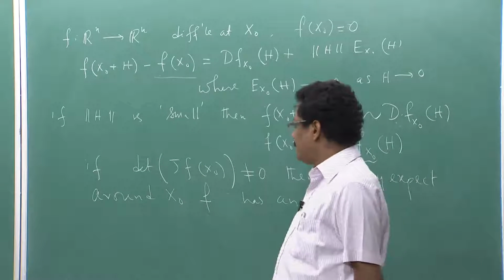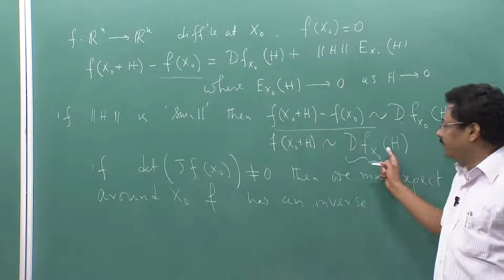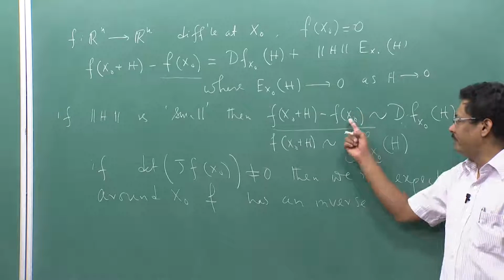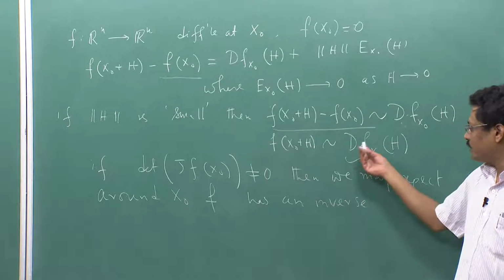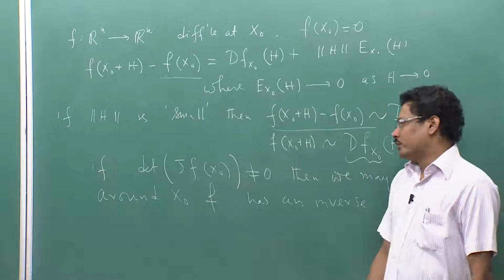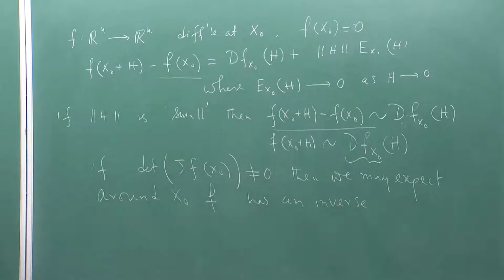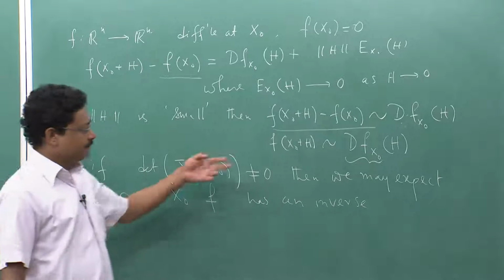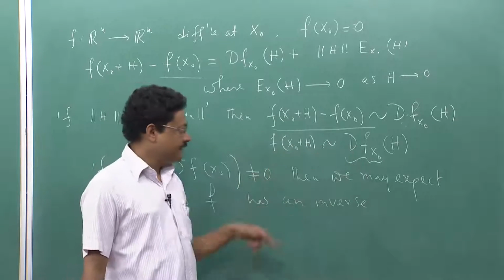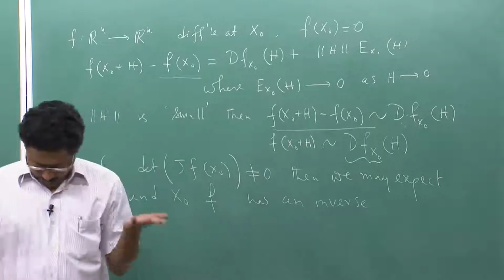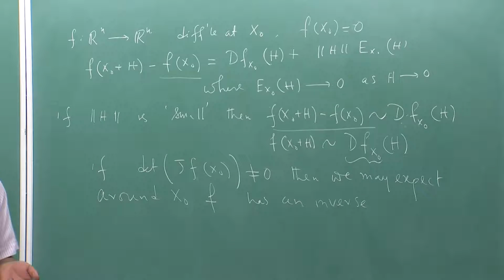It happens for linear functions. For a differentiable function, it is approximated by the difference. So, without loss of generality, I can put 0. f of x naught plus h is approximated by this. So, around x naught, I may find an inverse. Everything depends on this x naught, because x naught plus h is approximated by d f at x naught. So, I can at the most expect things happening in a neighborhood around x naught.